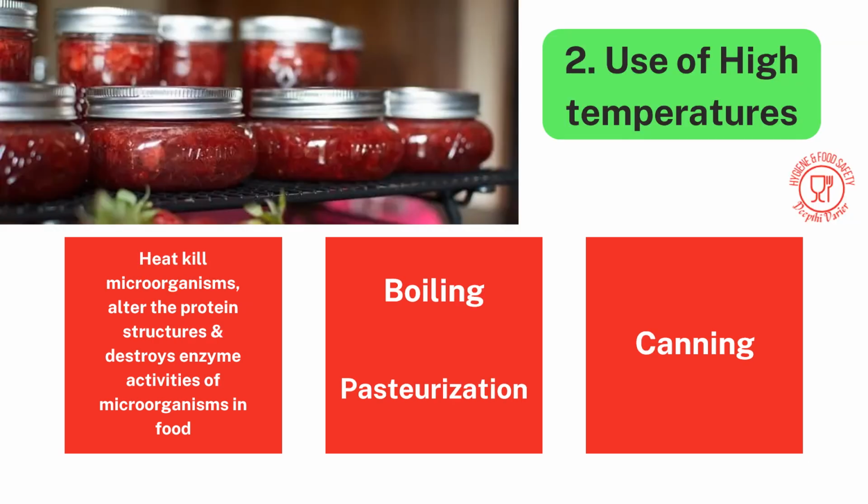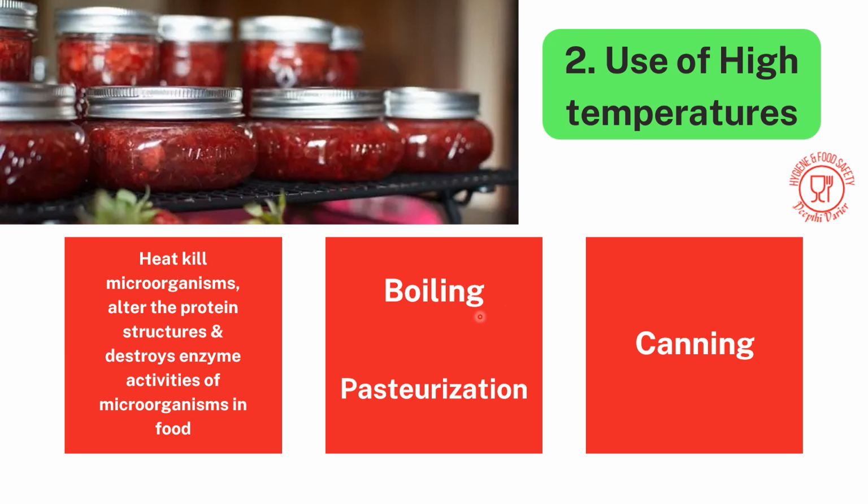The second one is when we are using higher temperatures. We know that when we cook or heat the food, it kills the microorganisms because it alters their protein structures and destroys their enzymes. Because there are no enzymes, the enzyme activity comes down, not just of the food item but also of the microorganisms that are there. So there are different ways in which we can use high temperatures.